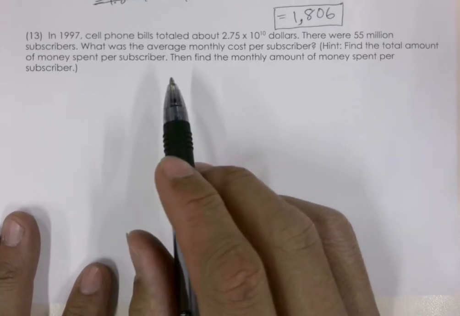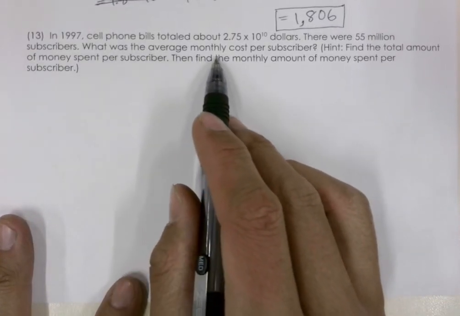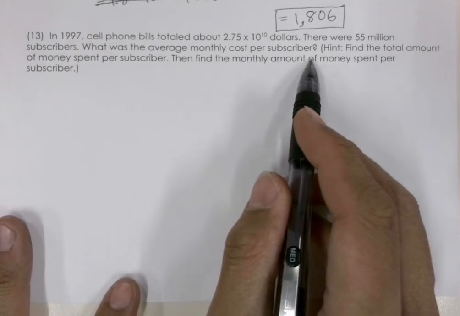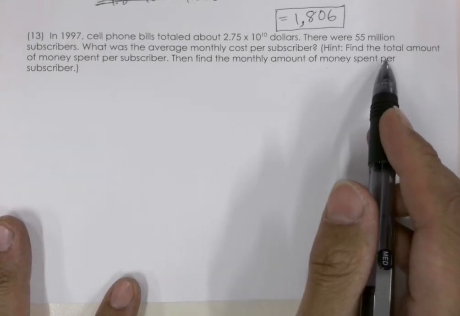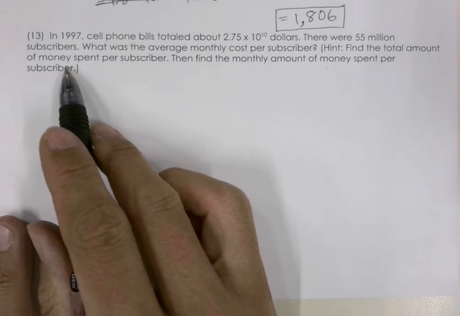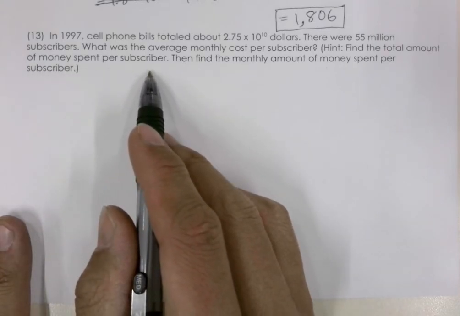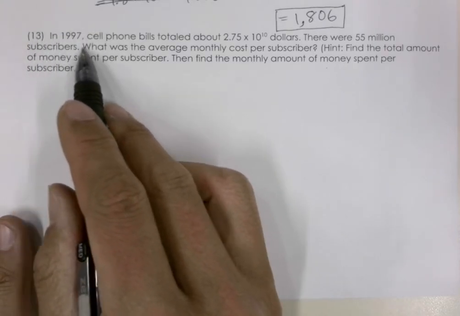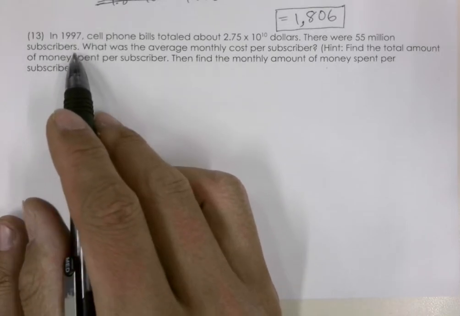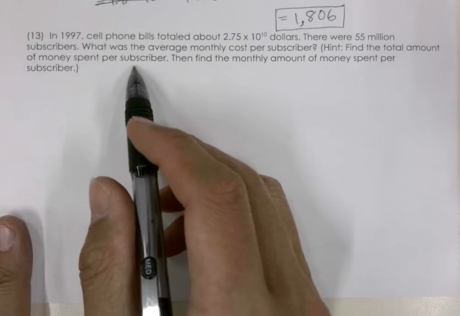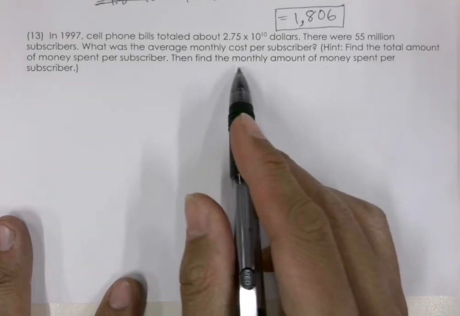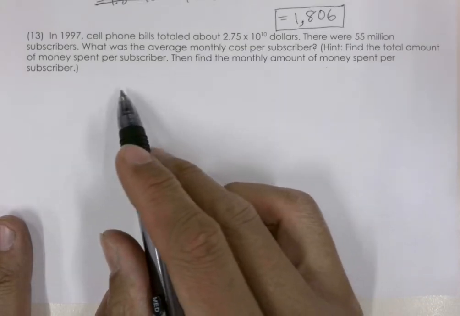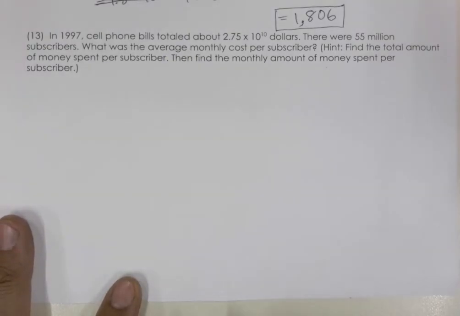Okay. So the question here is asking what's the average monthly cost per subscriber. And the hint is saying, okay, first find the total amount of money spent per subscriber for the entire year of 1997. Once we have that number, then we can divide it by 12 to find the monthly amount of money spent per subscriber.